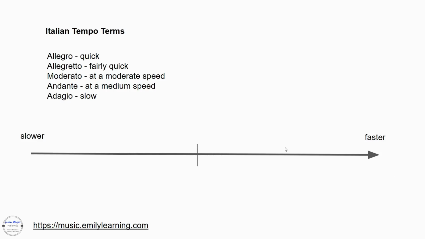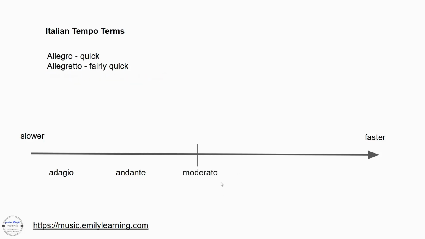So we will start off with the slowest. Out of these 5 terms, the slowest one is adagio, which means slow. We'll mark it out here. Next, it is followed by andante, which is at a medium speed or at a walking pace. So andante is slightly faster than adagio. Next, you have moderato, which is at a moderate speed. Then you have allegretto, which is slightly faster than moderato, but still slower than allegro.